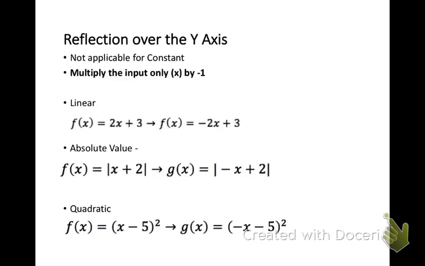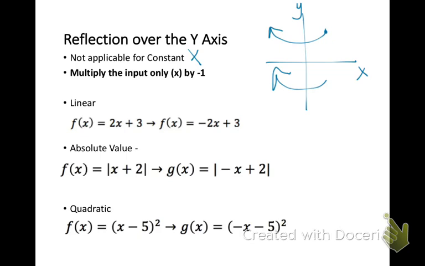Our next row deals with when graphs are reflected over the y-axis. So that means if you think of the x and y axis, that all the points that were over here on the positive x side are now reflected or flipped over there. So it's going across, reflecting across the y-axis. Put an x in the box by constant because that's not applicable to the constant function.